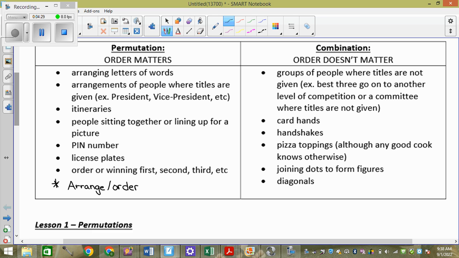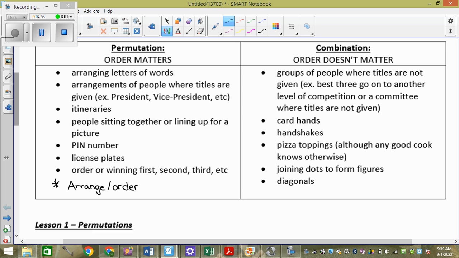Now, how could you make order not matter? Well, arrange 3 exactly the same textbooks on a shelf. Would the order matter then? If I rearrange the 3 exact same textbooks? No. But if I had 3 separate textbooks, one was a grade 12, one was a grade 11, and one was a grade 10, could you see the difference if I moved them around? Yeah, then it would be a permutation.